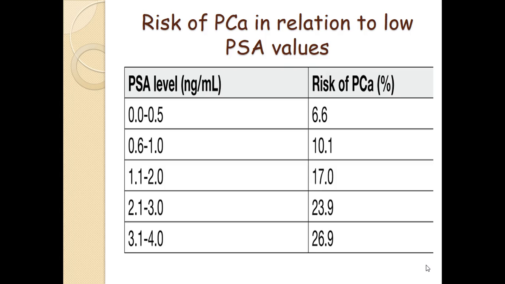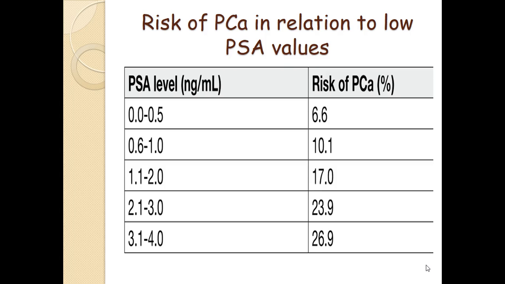So we usually give them antibiotics for a week empirically, and then we repeat the PSA. If the PSA remains the same or elevated, then we go for the biopsy. If it decreased to a significant value, if previously it was 8 and now it becomes 4 or 5, then we usually keep on surveillance.